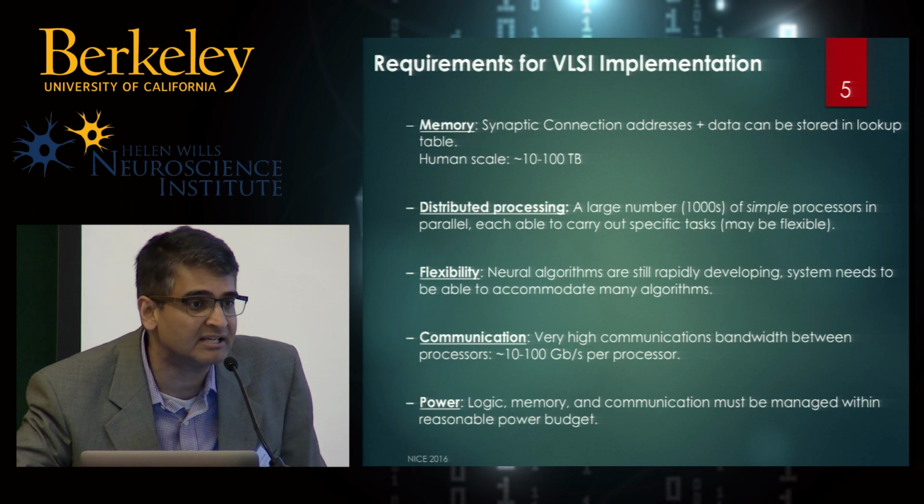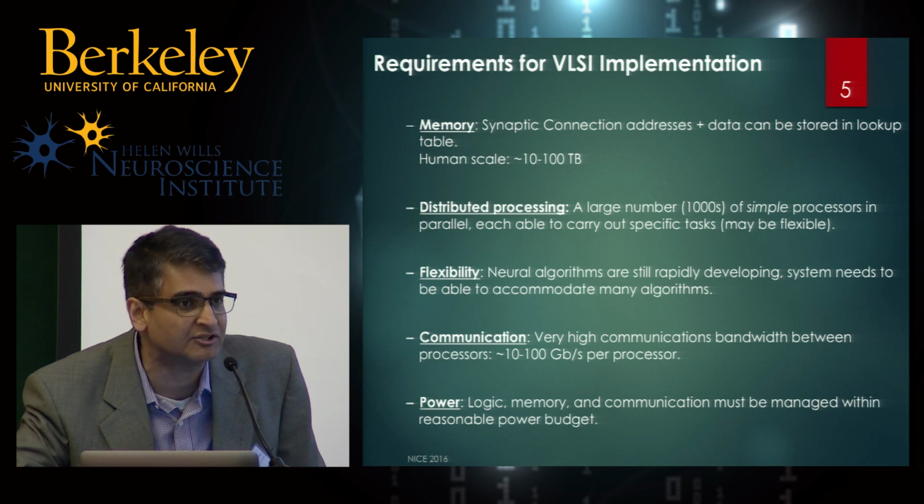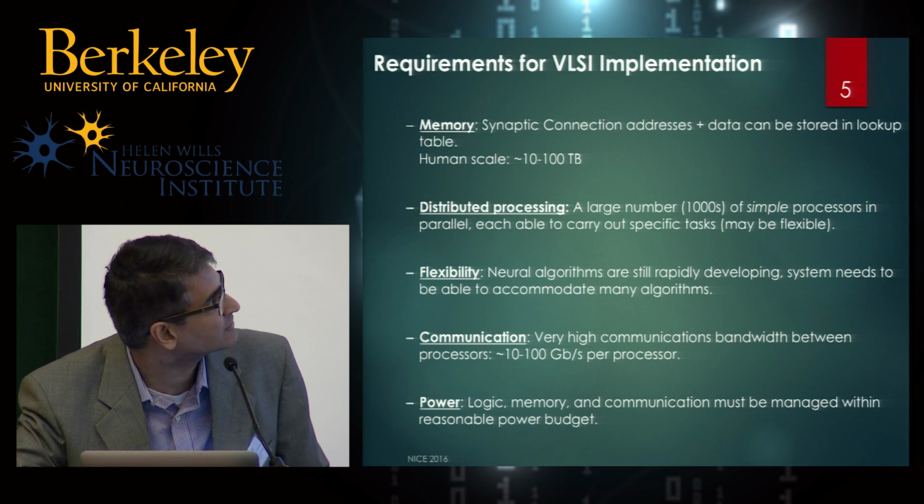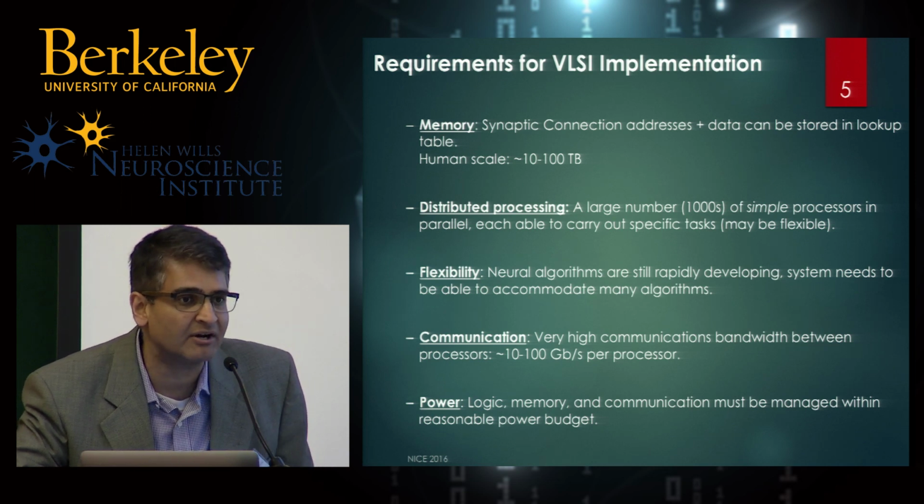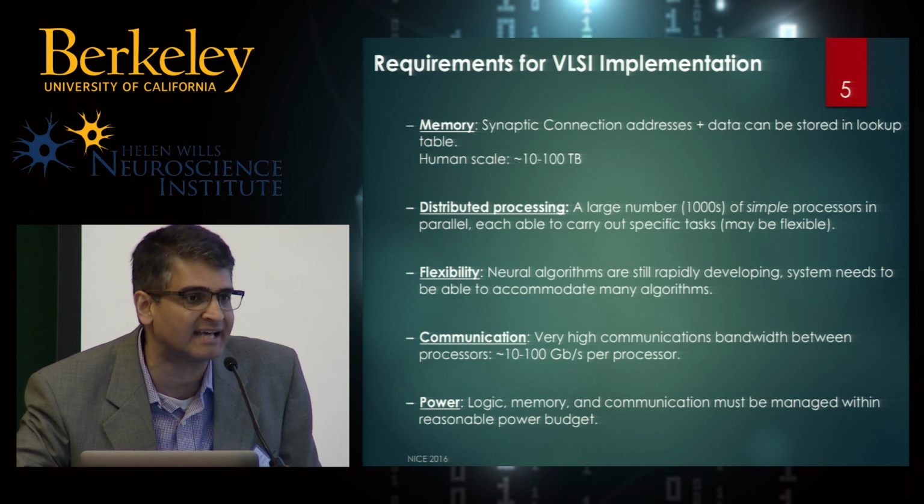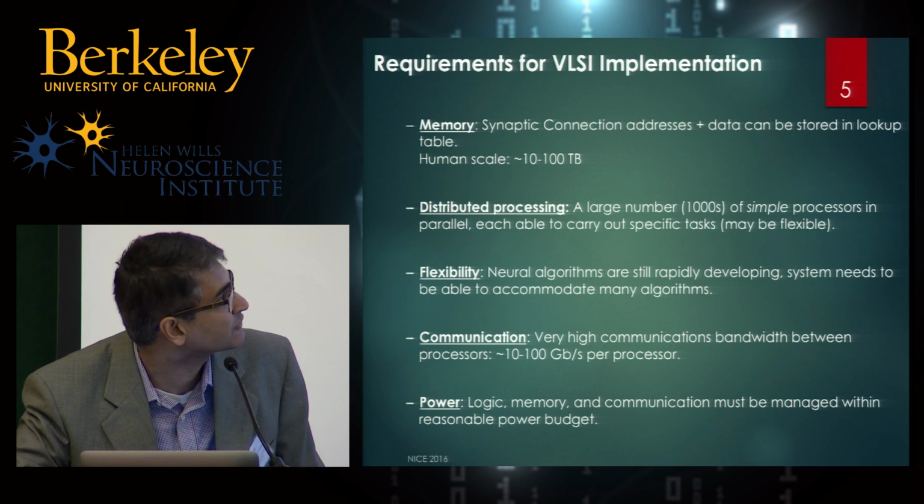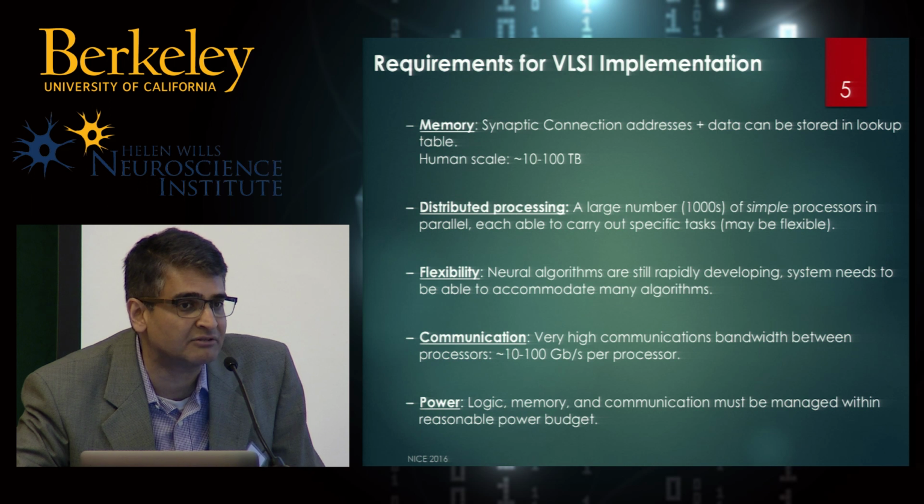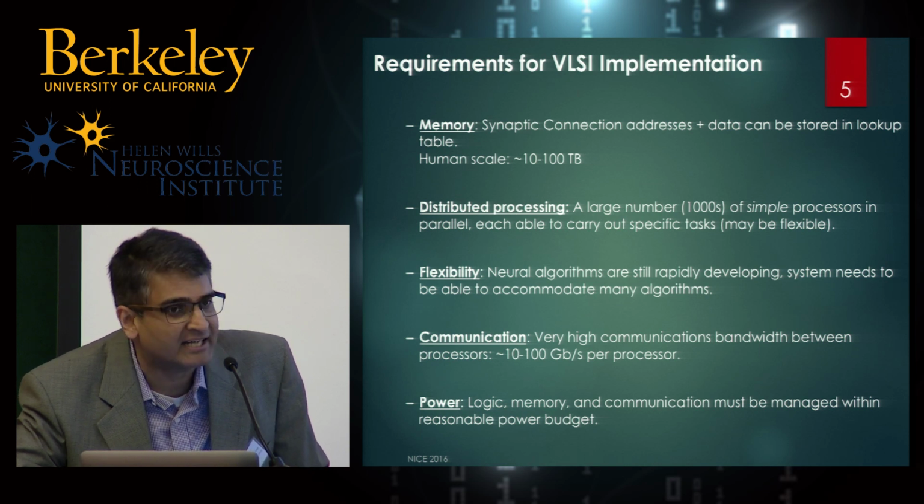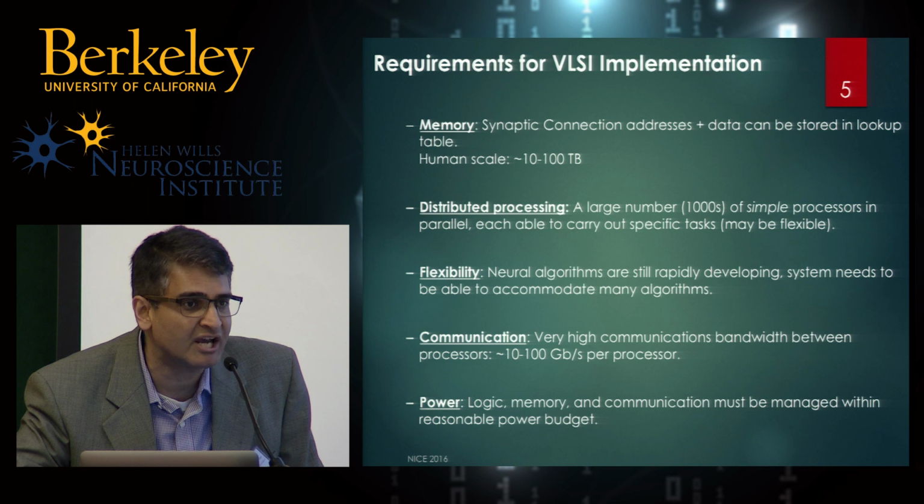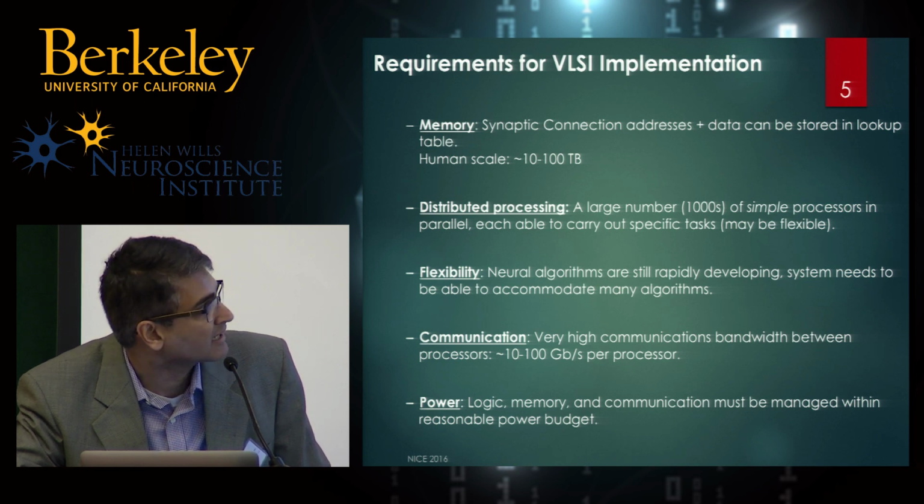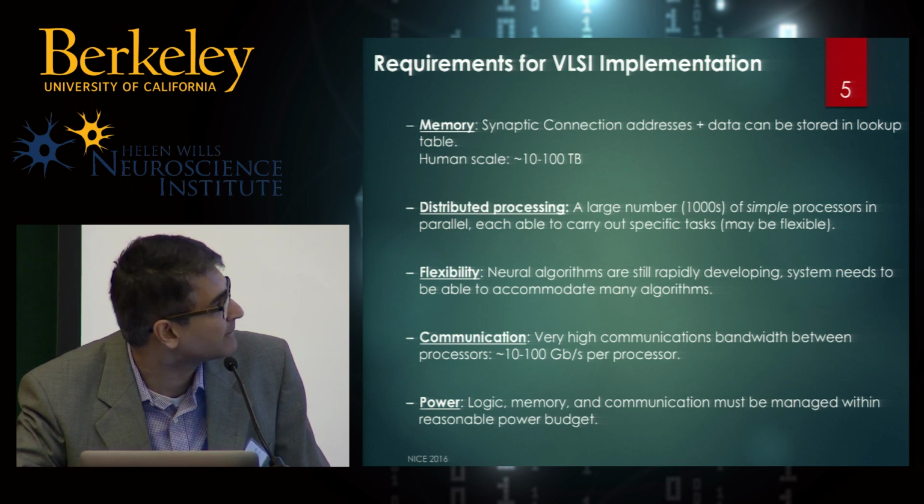The second requirement is we can't operate all of this in a sequential manner, so we want to spread out and distribute. Perhaps use a large number, in the thousands, of simple processors in parallel. Each of these may carry out some kind of specialized task, yet we'd like to be flexible in what we assign, and the task assigned to each of the processors could be different, for example. Since the neural algorithms are rapidly evolving, we would like to have the flexibility to change what that particular task given to a processor might be.